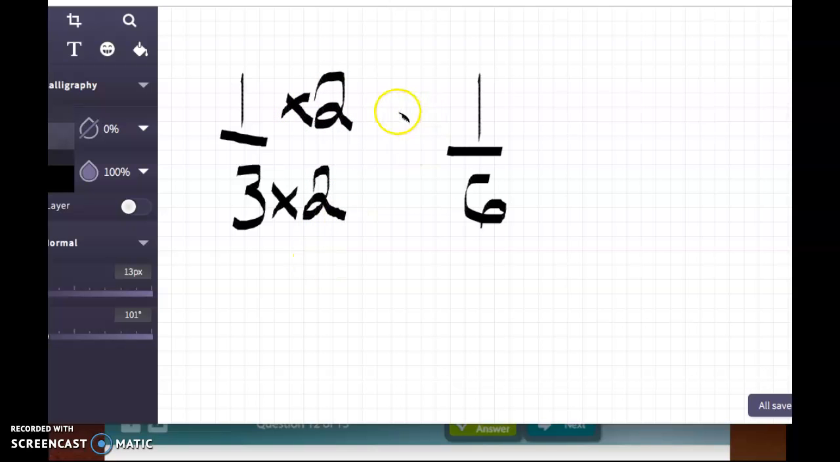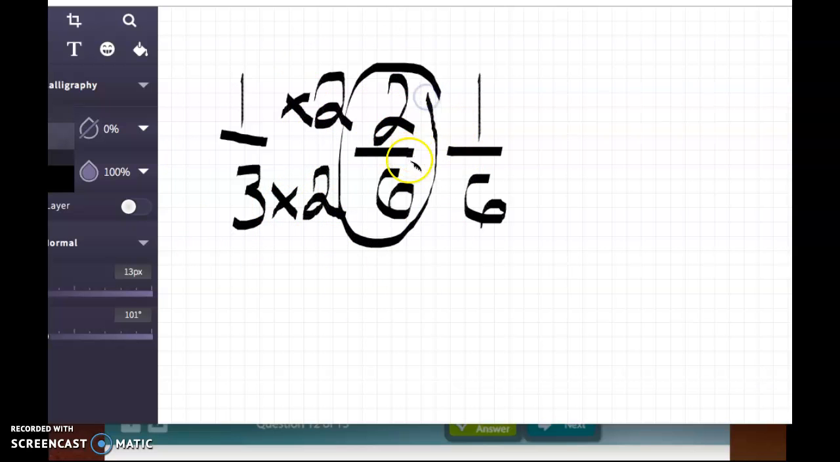So I'm going to multiply across. 1 times 2 is 2. 3 times 2 is 6. Okay, so now I know 1/3 really equals 2 over 6. So if I have 2 over 6 plus 1 over 6, I just add across because my denominators are the same. 2 plus 1 is 3. Keep my denominator the same. So that means it equals 3 over 6.